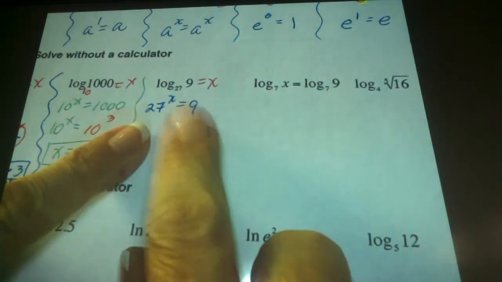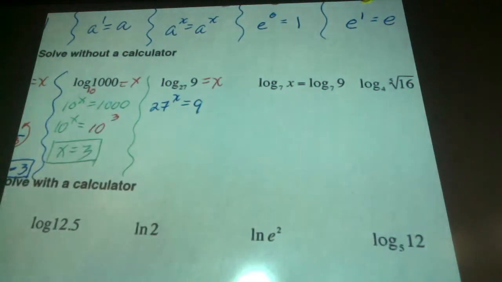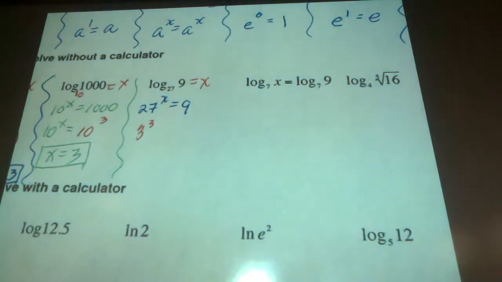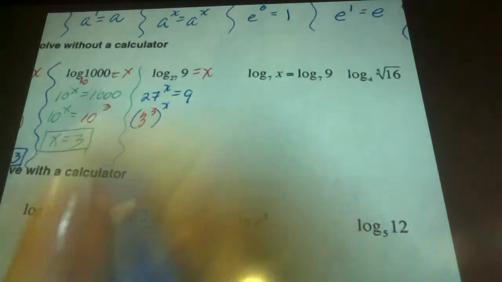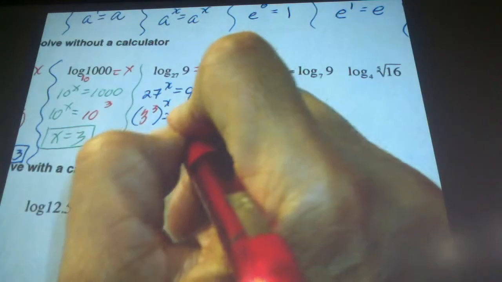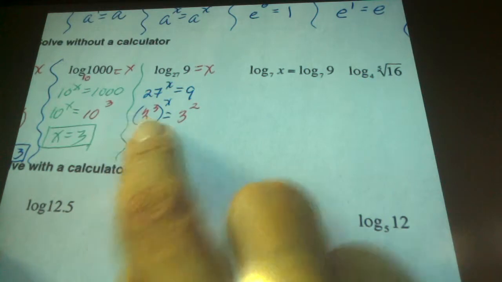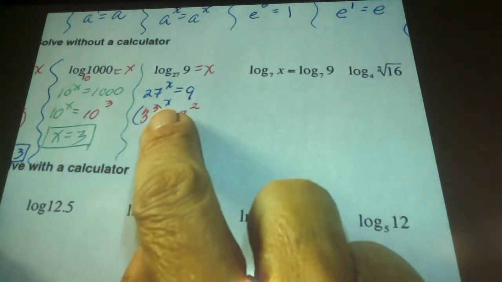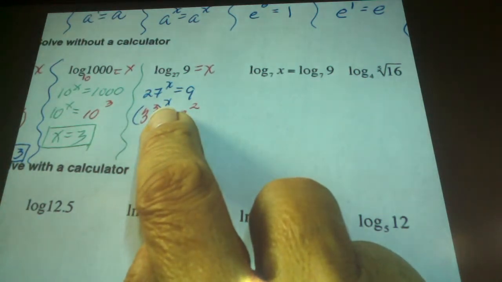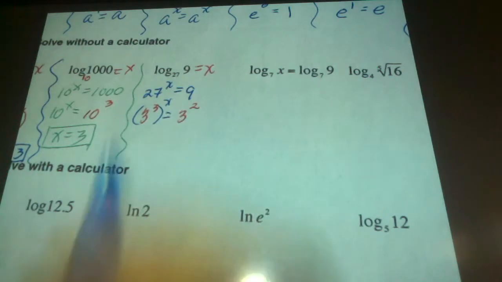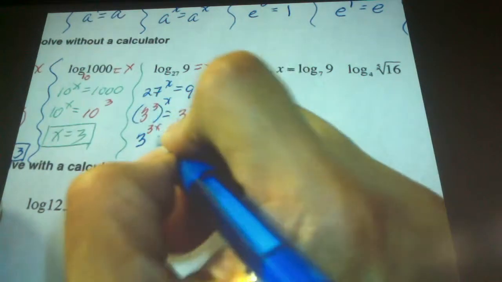But can I convert 27 and 9 into the same number to something? Yeah, what can I convert 27 to? 3 cubed, right? But don't forget that that is still raised to the x power. So only the 27 got replaced with 3 cubed, and the 9 gets replaced with 3 squared. Remember your exponent rules. What do I do with the exponents when I have power over power? Don't subtract. No, sorry. Multiply. Exactly right. So I get 3 to the 3x equals 3 squared.